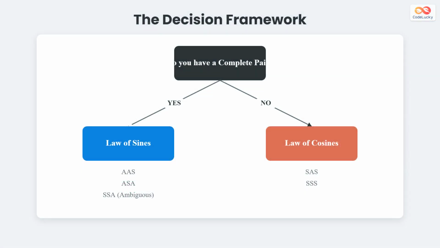Here is the entire decision process visualized. Start at the top with the question, do you have a complete pair? If yes, go left and use the law of sines. This covers angle-angle-side, angle-side-angle, and the tricky side-side-angle. If no, go right and use the law of cosines. This covers side-angle-side and side-side-side. Memorizing this simple flowchart will help you approach any triangle problem with confidence.